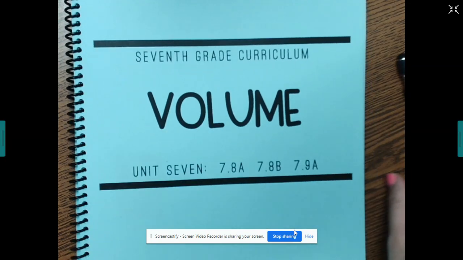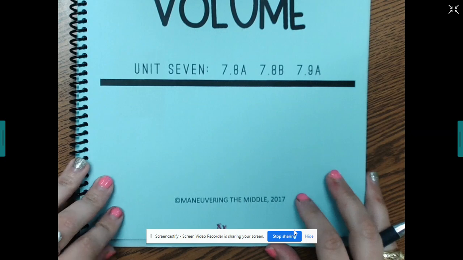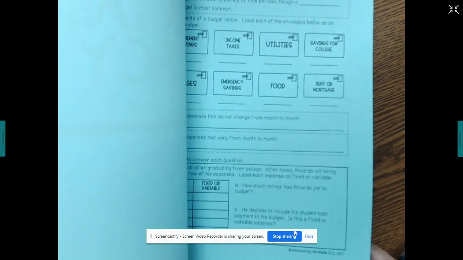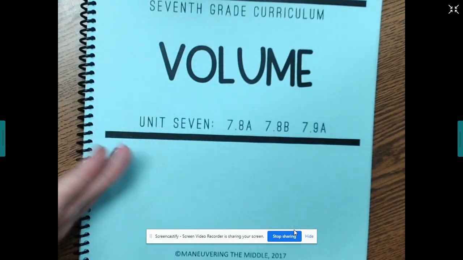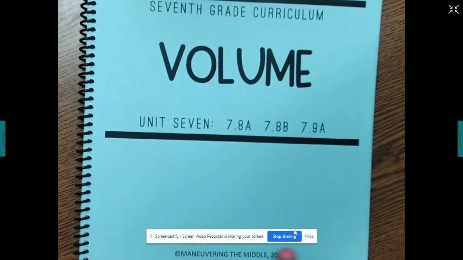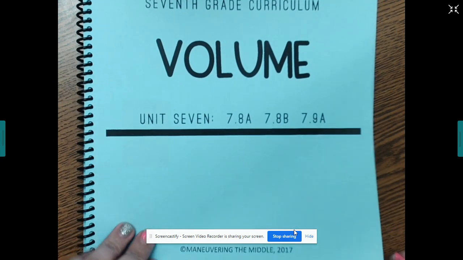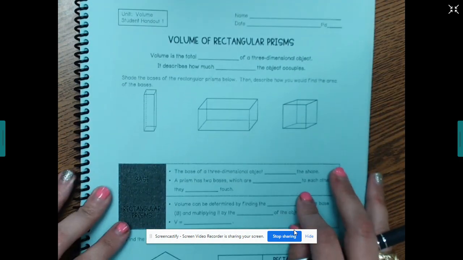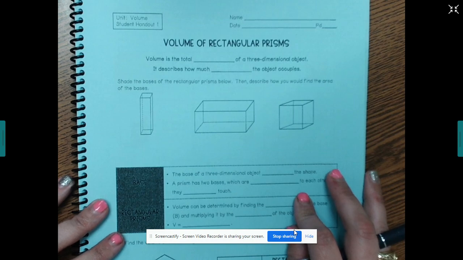All right, guys, we are going to talk about volume now. If you have been labeling your pages, it's page 88. If you have not, go to the page where we talked about graphs just recently and go forwards just a little bit, okay? Page 88, volume. All right, we're going to start on page 90, where it says the volume of rectangular prisms, okay?